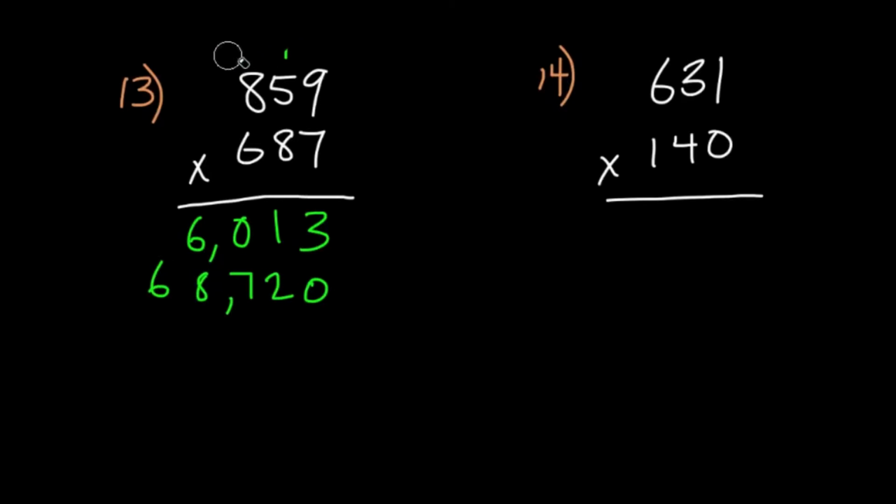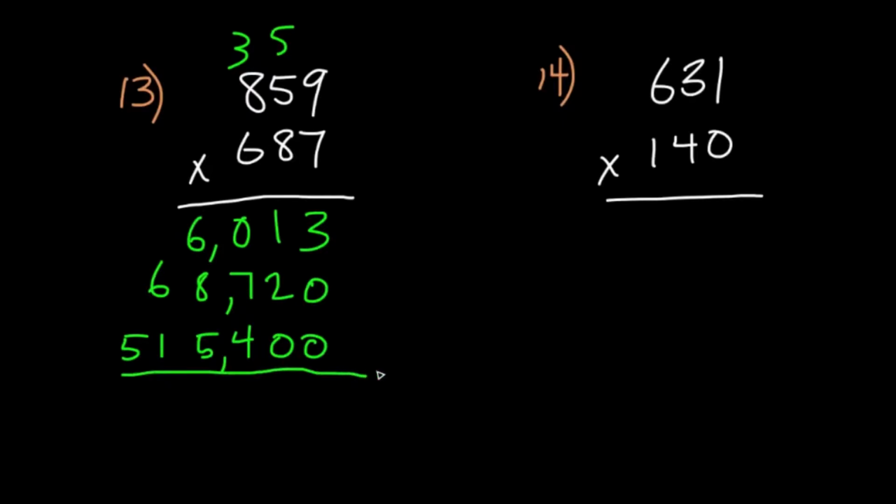I'm going to erase these marks, get ready for the next part. So because we're multiplying by 600, we're going to put 2 zeros here as a shortcut so we can multiply by 6 instead of 600 each time. So let's multiply 6 times 9, and that's 54. 6 times 5 is 30, plus 5 is 35. I'm going to carry that 3. 6 times 8 is 48, plus 3 more is going to be 51.